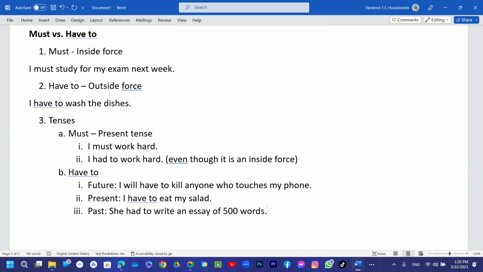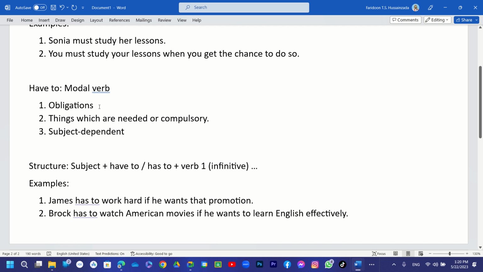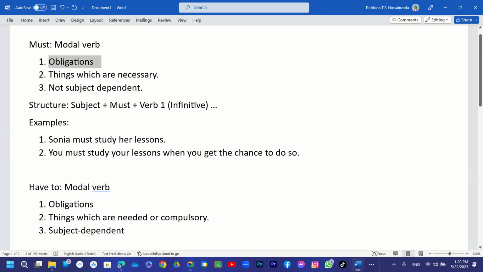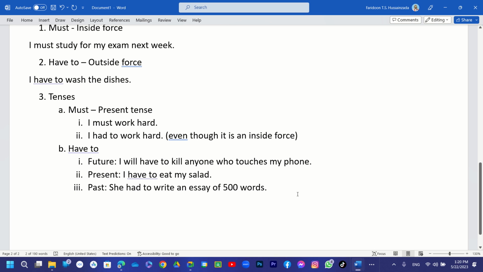Okay, so these are just some of the differences that must and have to have, even though they have most of the same uses, like obligations here and obligations there. But it's good to know the differences as well. Do you have any questions on must and have to?